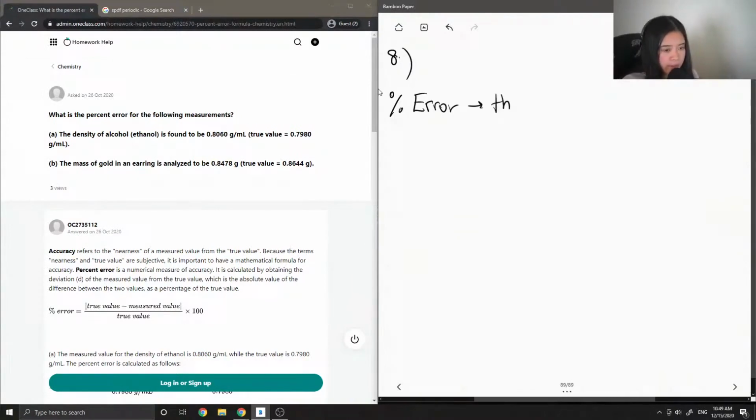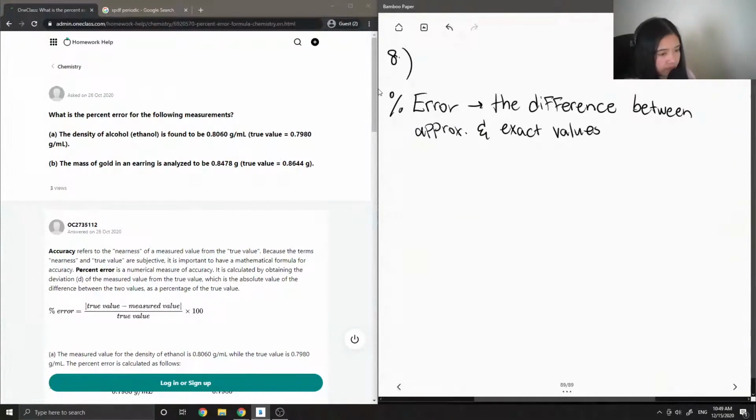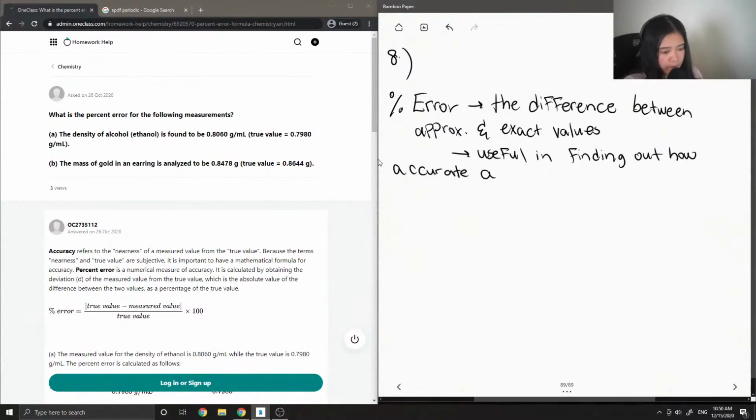So percent error is the difference between the approximate and exact values, and it is useful in finding out how accurate a measurement is.